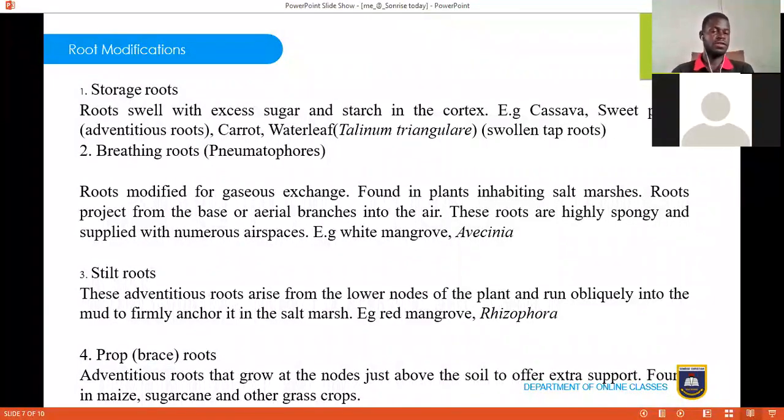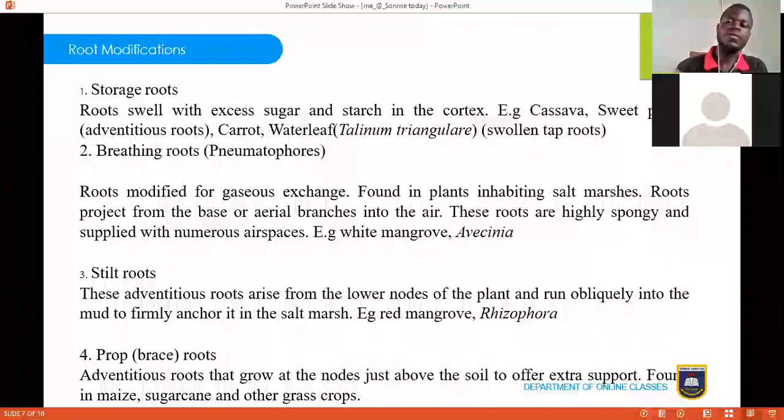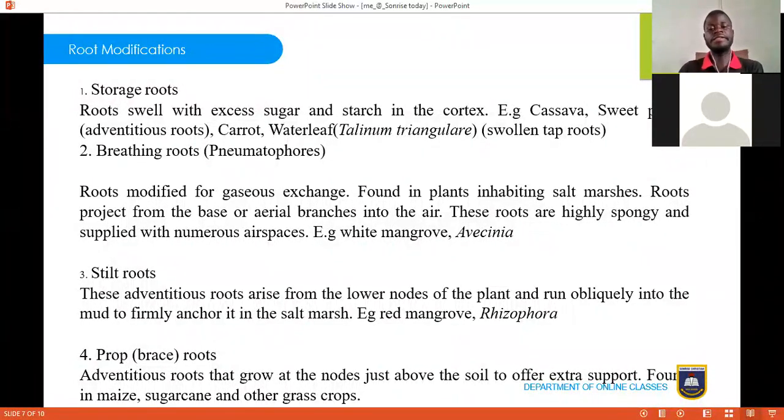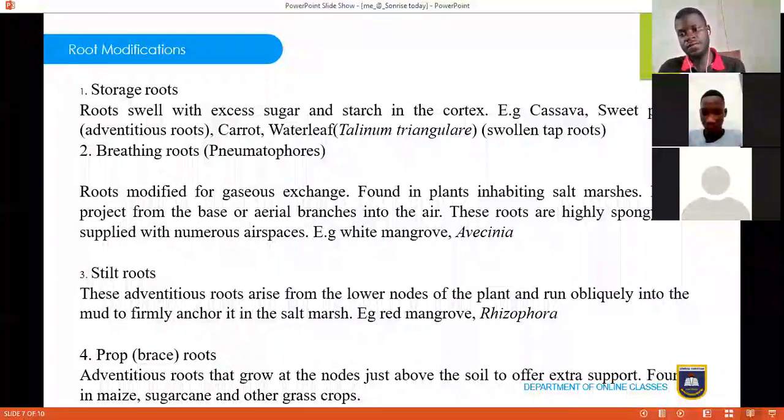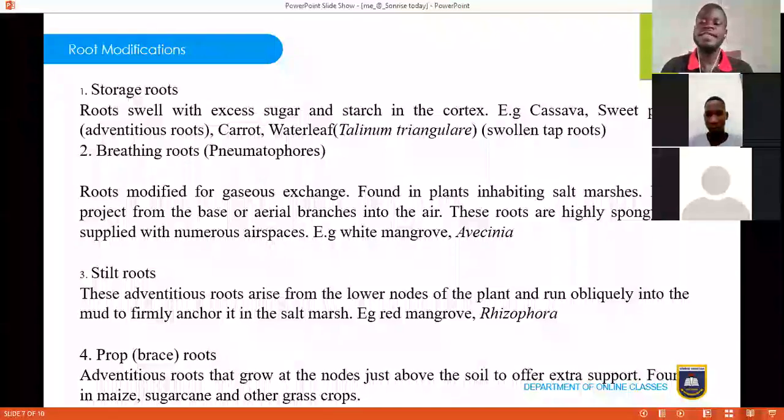These roots are normally seen projecting from the base or just a little above the soil, and they project into the air. They are highly spongy and have very numerous air spaces within them. These air spaces are called aerenchyma, or they are provided by aerenchymal cells. This enables their function of gaseous exchange. Of course, if you have a lot of air spaces and the thing looks like a sponge, then the function for gaseous exchange is enhanced. The major example of a plant that has such pneumatophores or breathing roots is the white mangrove, scientifically called Avicennia. An example is Avicennia nitida.